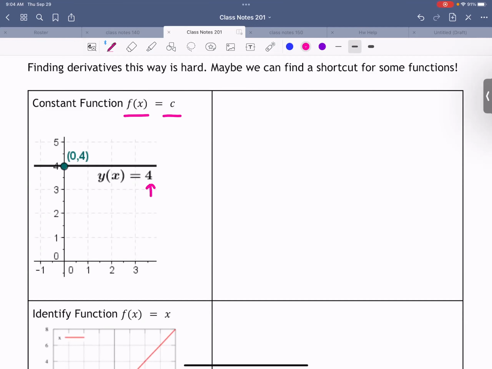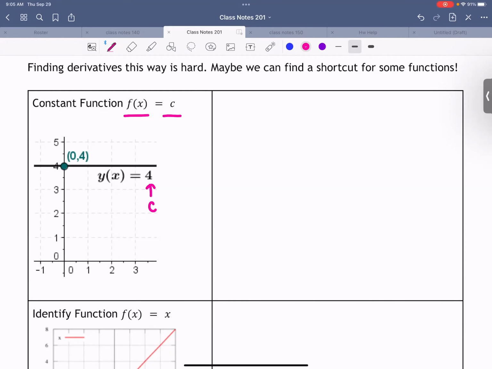What's c in this picture here? 4, good. So c can be any number, and it just represents the height of the graph at a certain point. Okay. So if we want to find the derivative at this point, well, we have the definition.